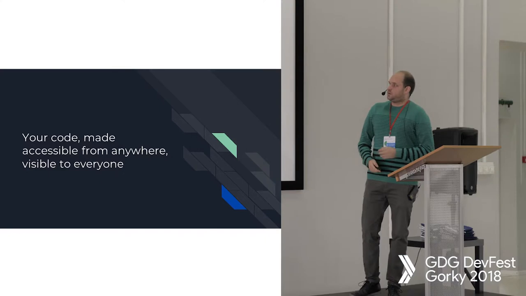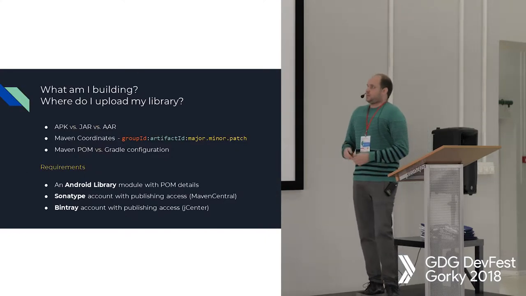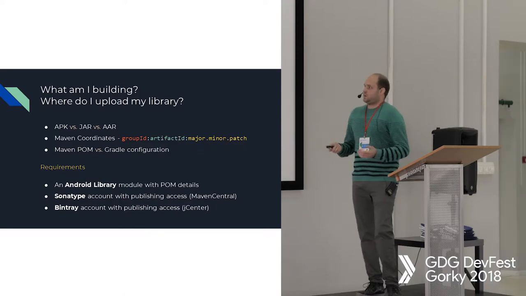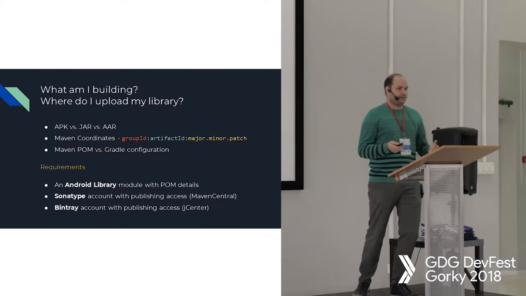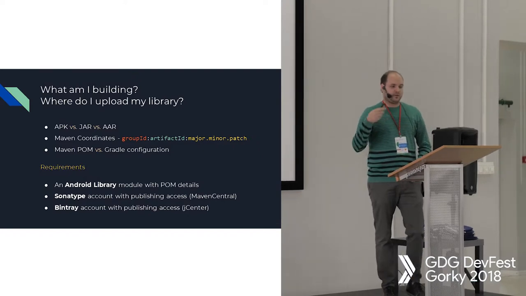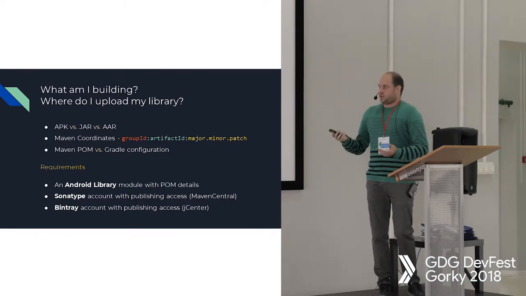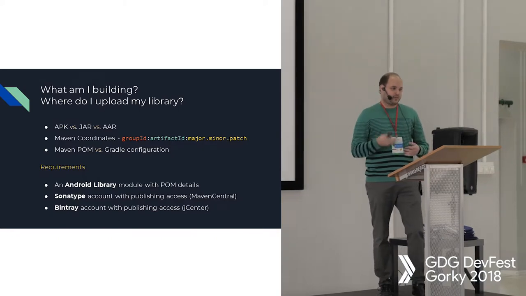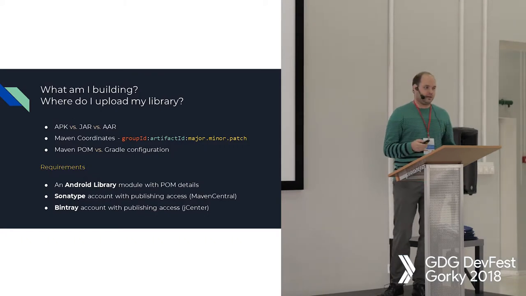Okay, so the idea is to make your code accessible from everywhere. Let's see what it takes to do this. So what are you building? There's an APK file. It's a binary for Android applications. It's basically Java code and your Android resources, signing, all of this. There is a jar, which is a standard Java library. It can also be signed, but it's only Java sources, or today Kotlin sources. It doesn't contain any Android resources.